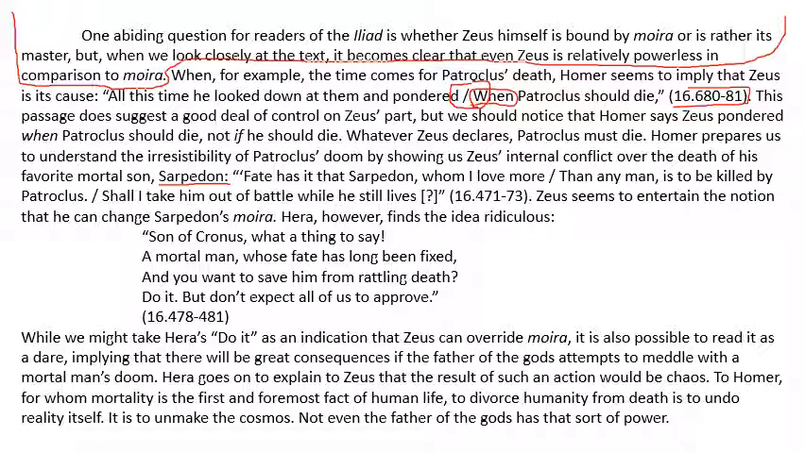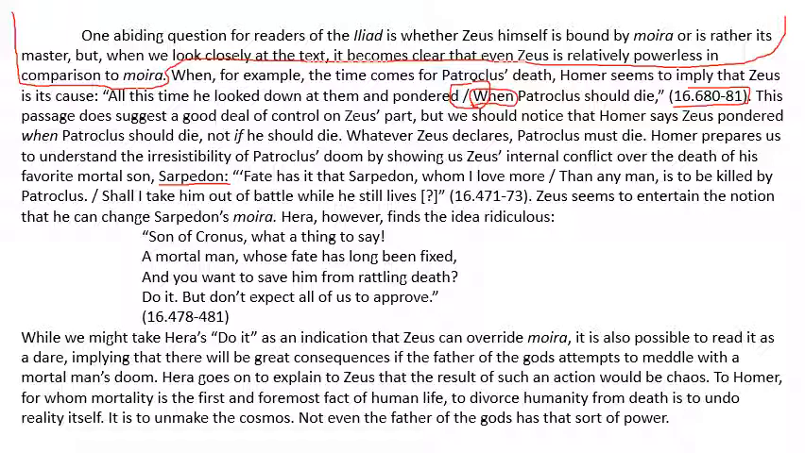Hera, however, finds the idea ridiculous, and then it quotes Hera. And this is more than 3 lines, so it's in block quotation. "Son of Kronos, what a thing to say, a mortal man whose fate has long been fixed, and you want to save him from rattling death? Do it, but don't expect all of us to approve." 16, 478 through 481. Now we've quoted at length, we're going to analyze at length. While we might take Hera's "do it" as an indication that Zeus can override Moira, it is also possible to read it as a dare, implying that there will be a great consequence if the father of the gods attempts to meddle with a mortal man's doom.